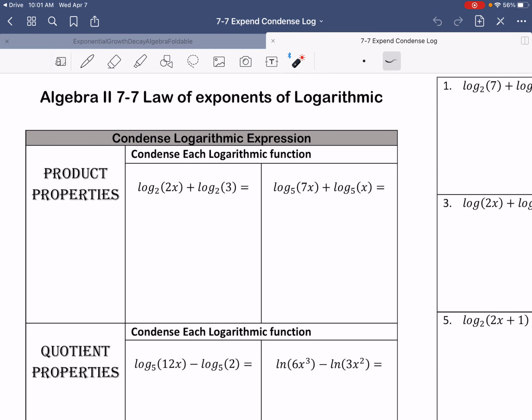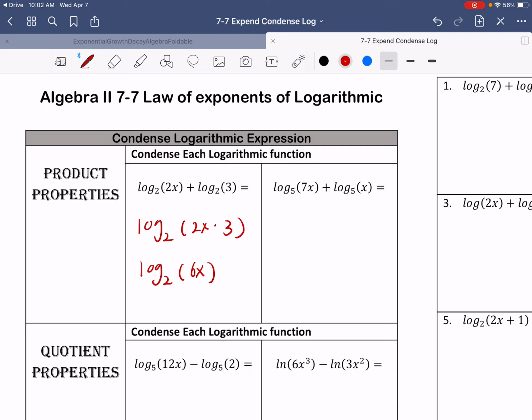Product rule. So let's say they have a same base. Do you see they have a same base here? In that case, by the product rule, what we can do is we can multiply these two numbers. So this one is gonna be log base 2, 2x times 3, which will become log base 2, 6x.